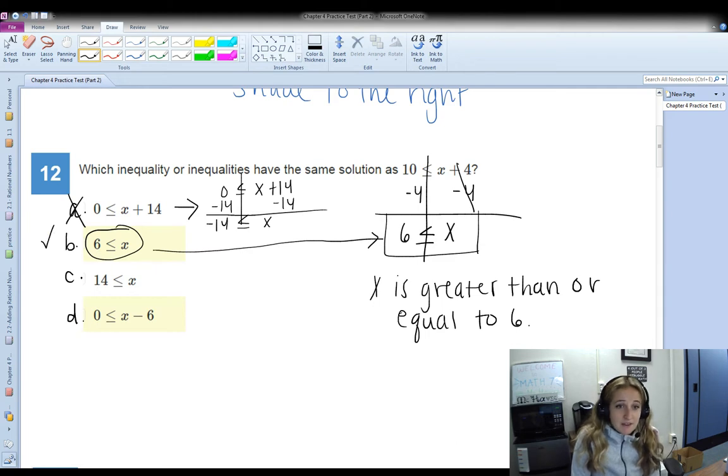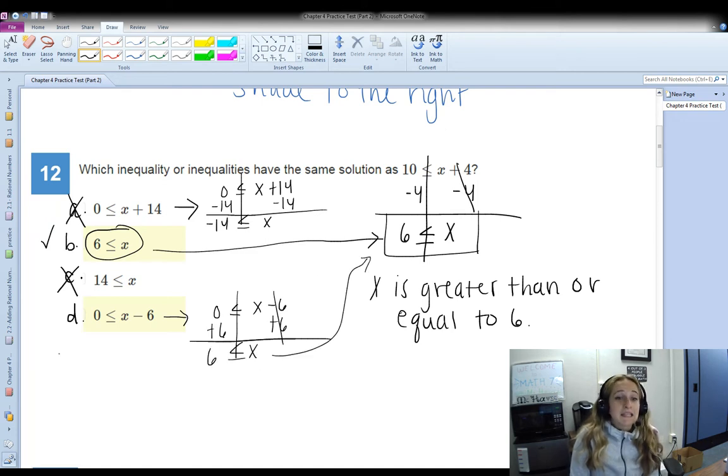So this is definitely a solution. X is greater than 14. Nope, that's out. And then let's solve for this one. 0 is greater than or equal to x minus 6. Add 6, add 6. We're left with x is greater than or equal to 6. Is this the same as this? Yes. So your answer should be B and D. B and D have the same solution as this inequality that you're given.